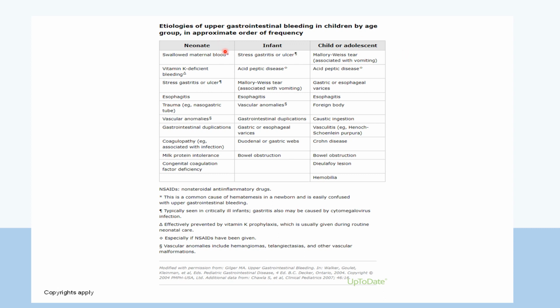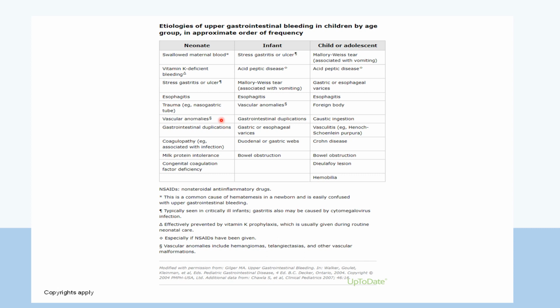Like in a neonate, a baby can actually swallow the maternal blood, and that on vomiting will be coffee ground like or fresh blood. Vitamin K deficiency causes hemorrhagic disease of the newborn. Stress, gastritis, or ulcer can happen with medication as well as with stress of infection. Esophagitis can be because of candidal infection. There could be trauma which can be induced by nasogastric tube placement.